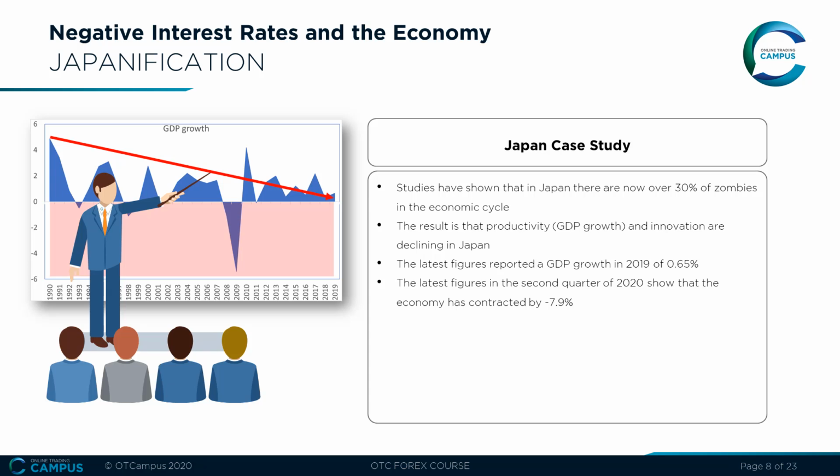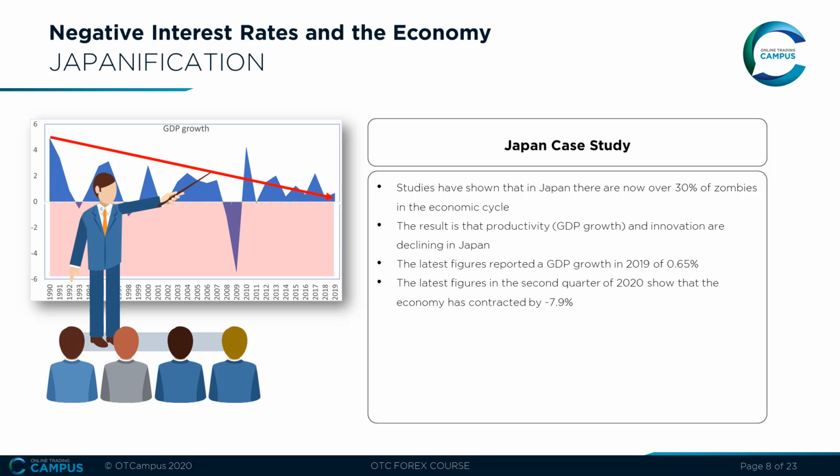In Japan, we've had a zero interest and negative interest rate policy for many years. Japan first introduced ZIRP, the 0% interest rate, in 1999, and in 2006, they launched negative interest rates. So let us look at the longer term implications this has had on the Japanese economy. Studies have shown that in Japan, there are now over 30% of zombies in the economic cycle. The result is that productivity, GDP growth, and innovation are declining in Japan.